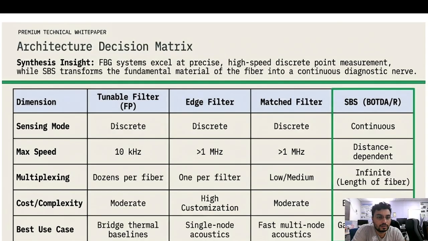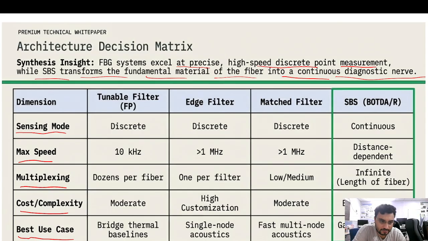Okay, next thing, which is architecture decision matrix, synthesis insight, we are going to discuss. So FBG system excels at precise high speed discrete point measurement, while SBS transforms the fundamental materials of the fiber into a continuous diagnostic nerve. So you can see here the dimension, sensing mode, max speed, multiplexing, cost complexity, and best use case has been mentioned for different kinds of filters.